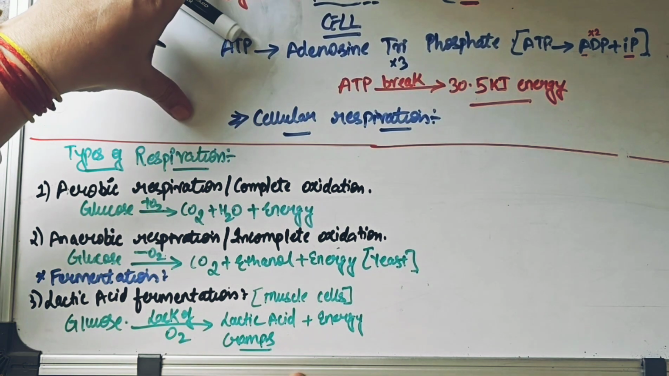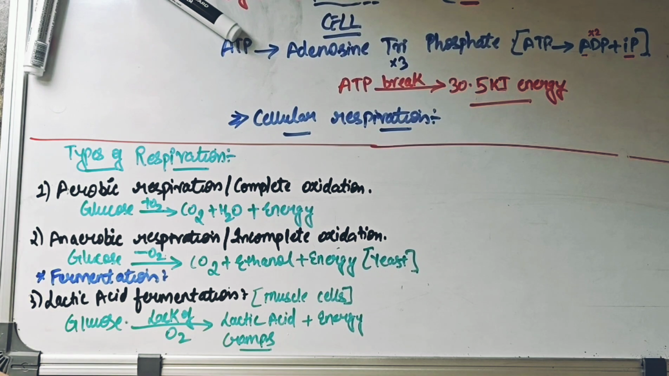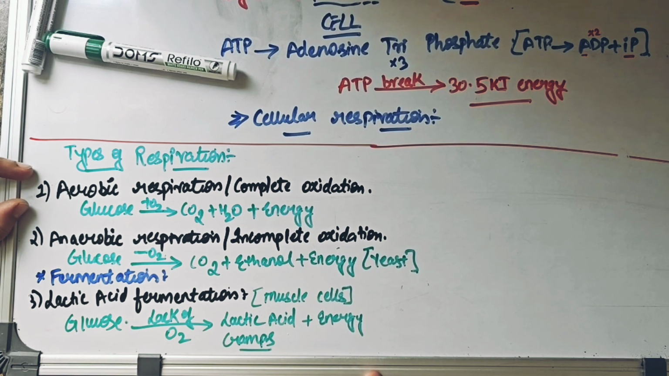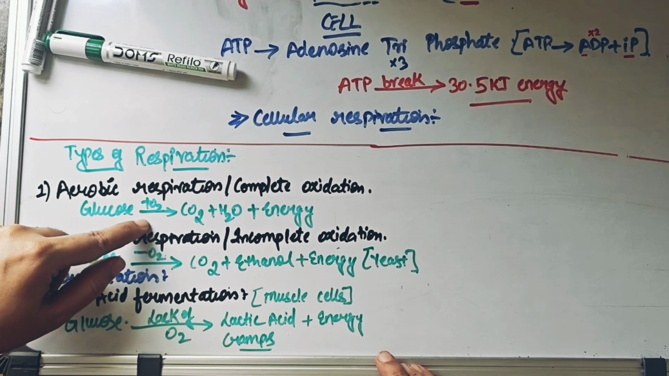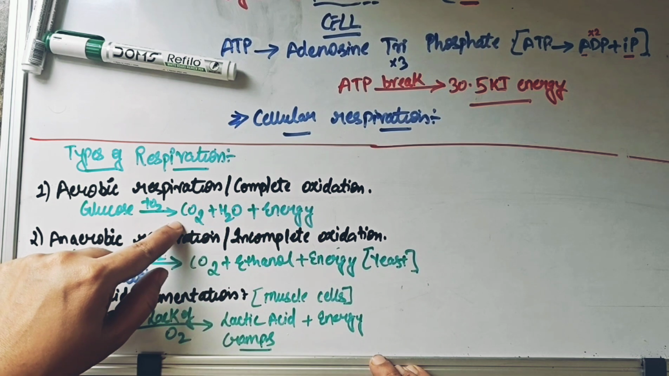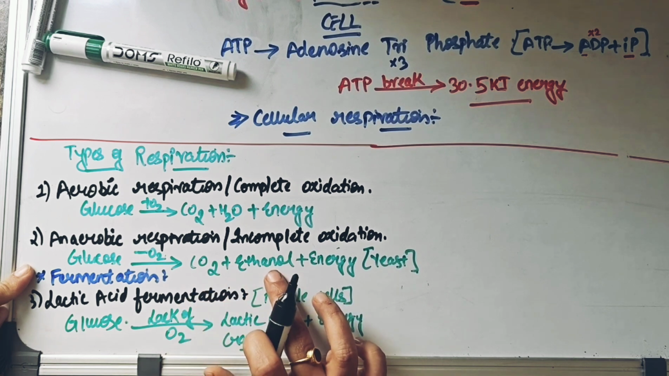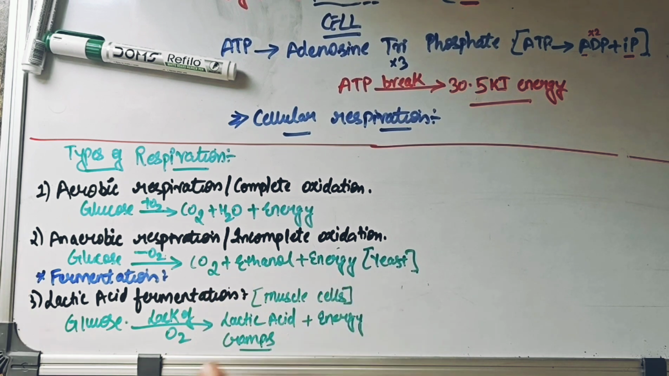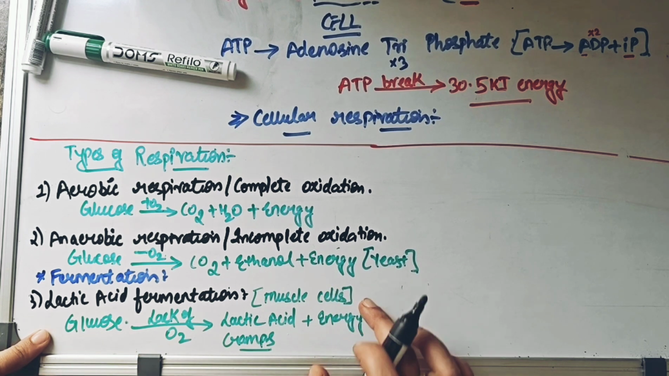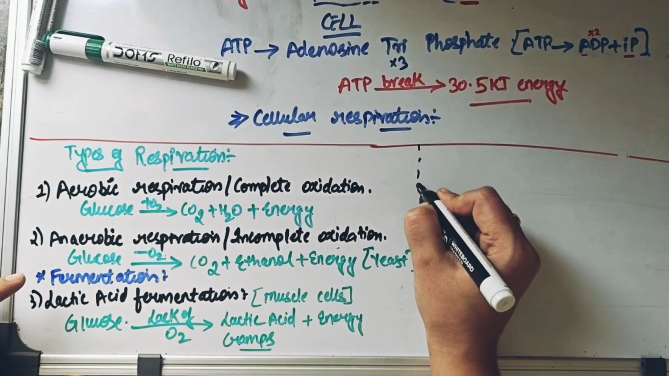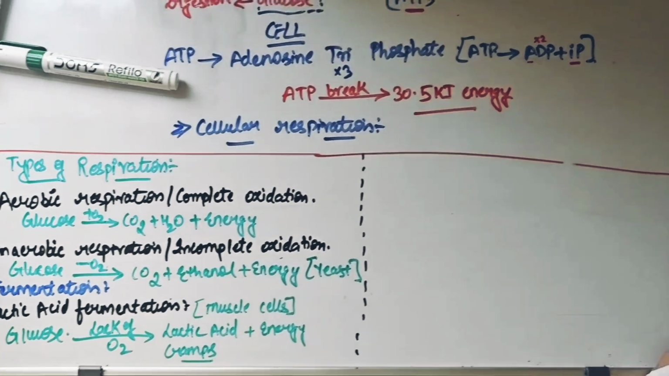So respiration, as we have discussed, can be of different types depending upon the presence and absence of oxygen. Respiration can be aerobic, or complete oxidation, if there is ample availability of oxygen. Anaerobic respiration, when there is absence of oxygen, is also known as fermentation, and it gives you majorly ethanol along with carbon dioxide and energy. And lastly, lactic acid fermentation happens in the muscle cells of your own body, in which glucose is broken down in the condition where there is lack of oxygen, generating lactic acid and energy out of it.